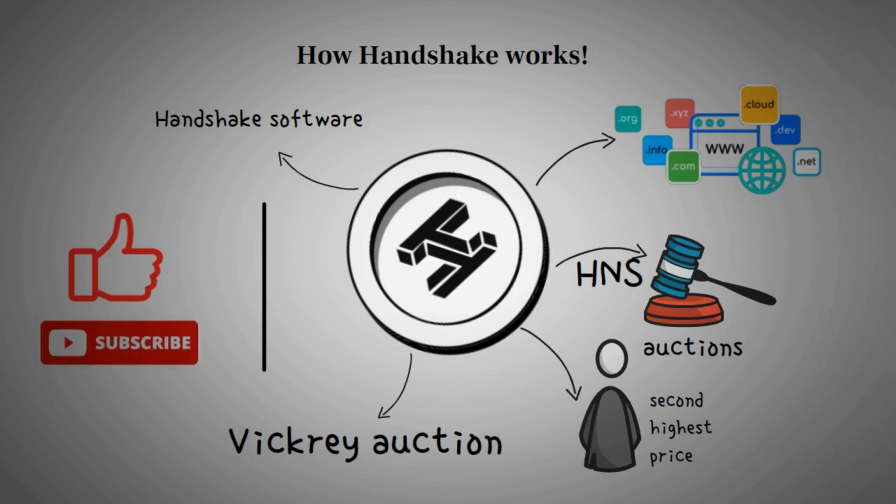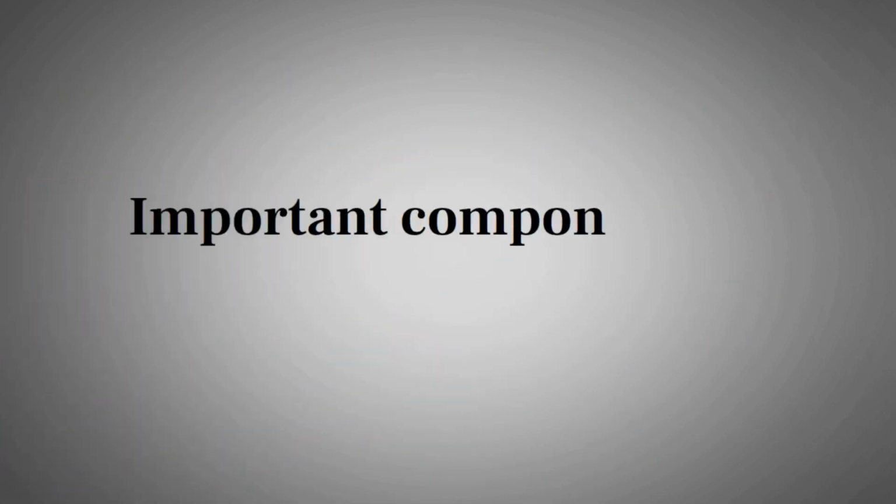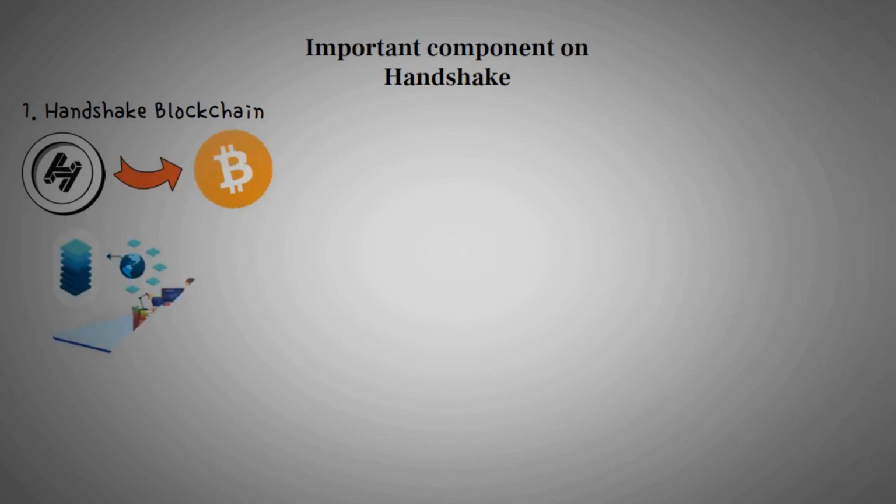Okay, we are about to land our jets, but before we pull these gears, let's discuss some important components of Handshake. First is the Handshake blockchain. This blockchain shares several similarities to the Bitcoin blockchain. For example, miners running the Handshake software compete to unlock newly minted HNS tokens by solving mathematical puzzles and adding blocks to the Handshake blockchain.